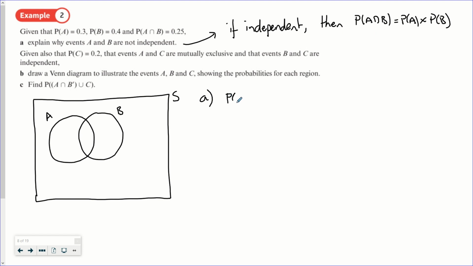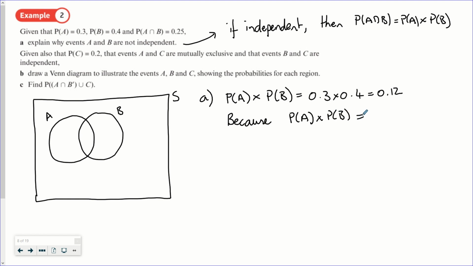So let's write that down. Probability of A times by the probability of B. In this case, it's 0.3 times 0.4, which is 0.12. Now, because 0.12 is not equal to the probability of A and B happening, we know that the events are not independent. So we're just going to write that down. Because probability of A times probability of B is not equal to the probability of A and B happening, we can say that A and B can't be independent.